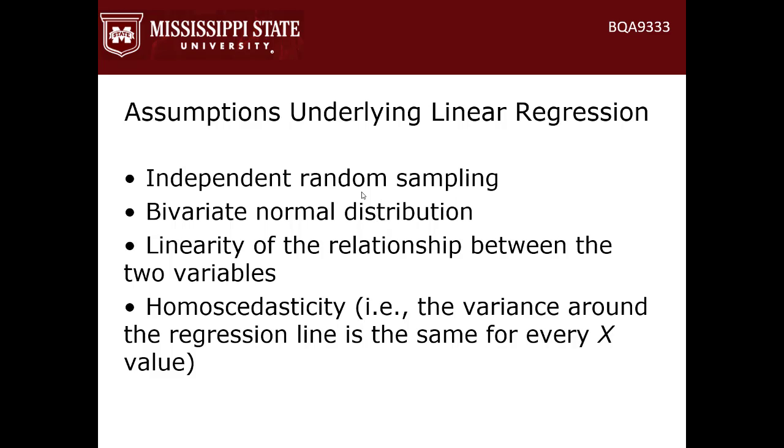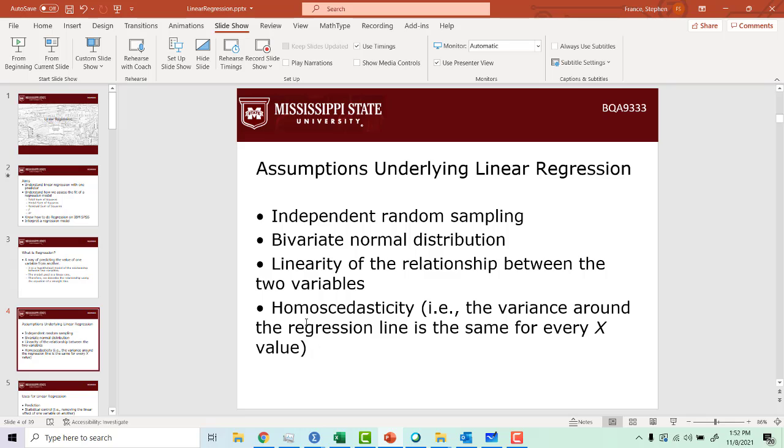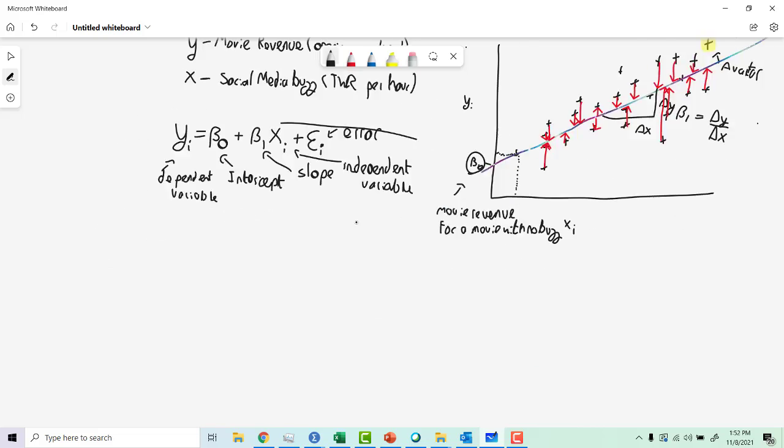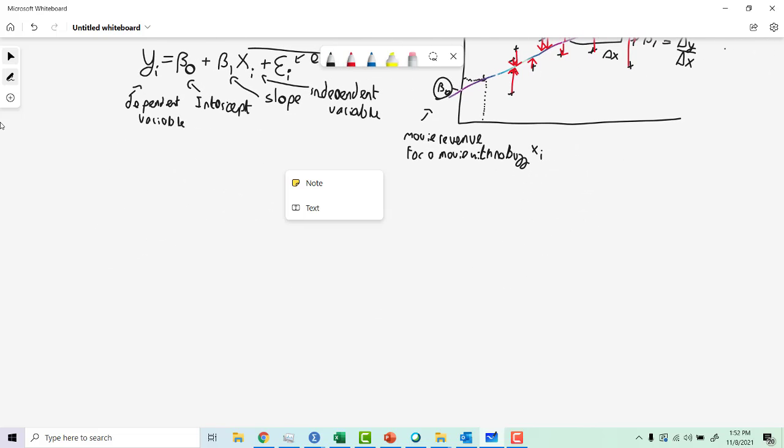So for the statistical tests we do, we have certain assumptions. The first is that we're randomly sampling movies from the stream of movies that are coming out. We have normally distributed data, and in particular, normally distributed errors. We'll talk more about that when we look at this in SPSS. And then the last two: we have to have a linear relationship, and we have to have homoscedasticity, or constant variance. Let's go back to our board and have a look at these two things.